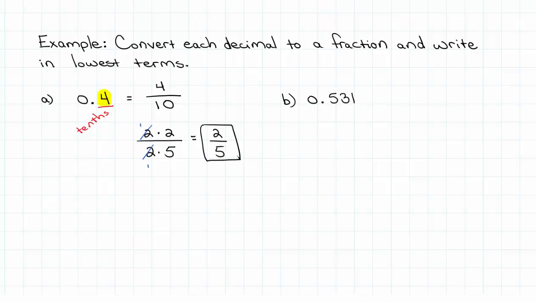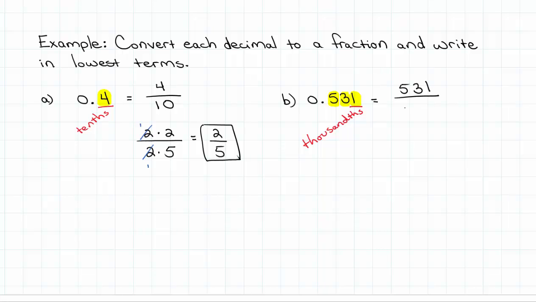For the next one, I find the very last place value, it's the 1, and then I identify that place value here: tenths, hundredths, thousandths. So the very last place value here is the thousandths. So we are going to write this as 531 over 1,000.